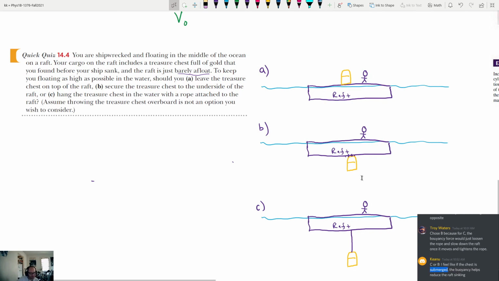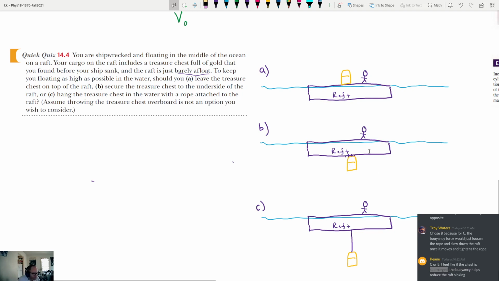The main point here is, I believe the correct answer is B or C, and we can go look it up. This is not from your textbook, but I can pull up the textbook here in a second. I believe the correct answer is B or C. And the reason why, as was said, we'll use Keanu's words, if the chest is submerged, the buoyancy helps reduce the raft sinking. Now look, everything is already floating, right? So the question would be, how can we make ourselves float higher? And the answer is, the moment you put the chest underneath the water, the chest now has more forces.